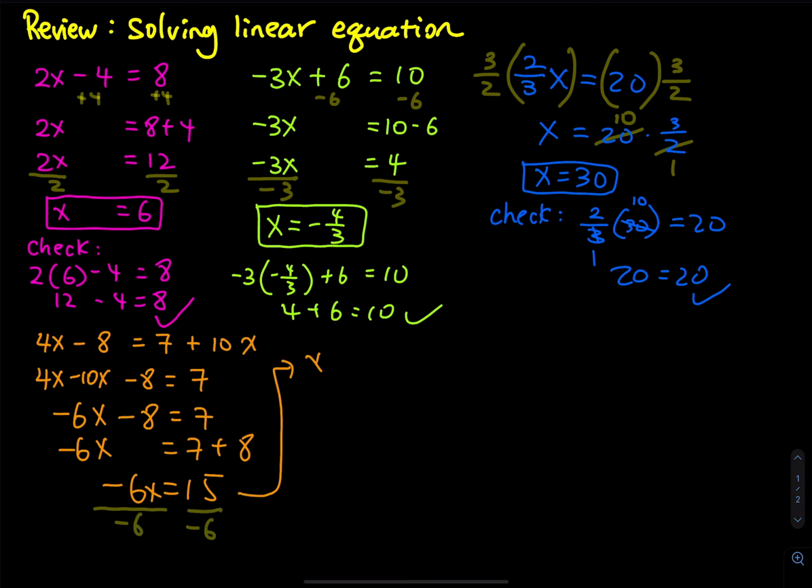So x is equal to 15 divided by negative 6. This can be reduced, right? You can divide top and bottom by 3. So 15 divided by 3 is 5. 6 divided by 3 is 2. So x is equal to negative 5 over 2.